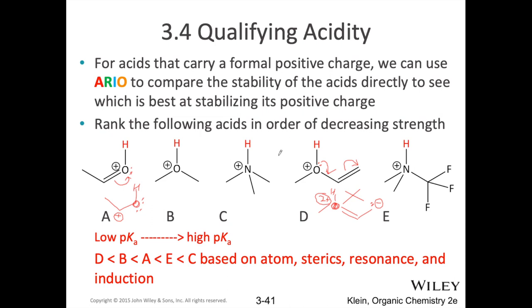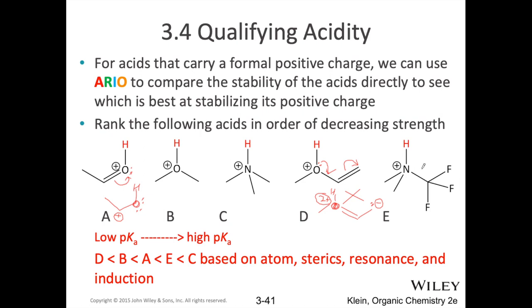Okay, let's parse out E and C then. The difference between E and C, obviously, they both have a nitrogen, so we can't distinguish them on the A of ARIO. There's no resonance there, so we can't use the R of ARIO. However, notice that we have these fluorines over here. These electronegative fluorines are going to have an inductive effect.